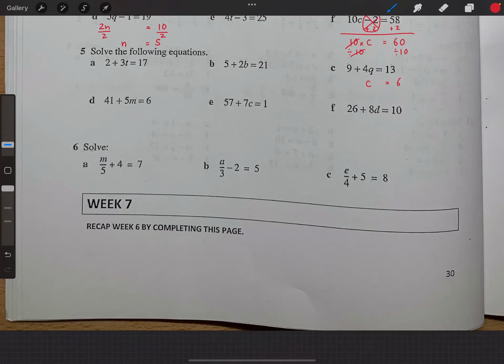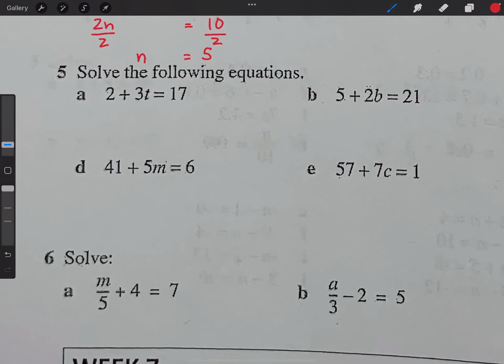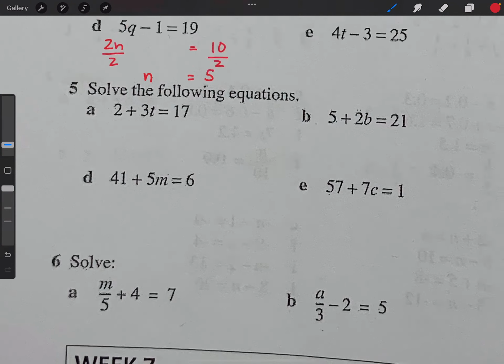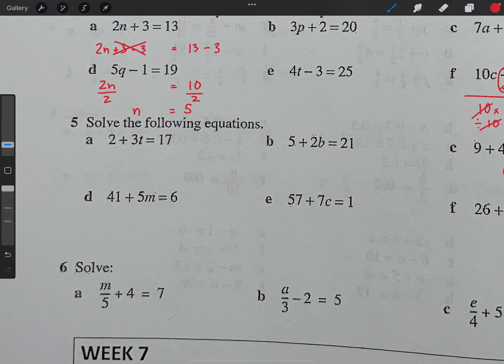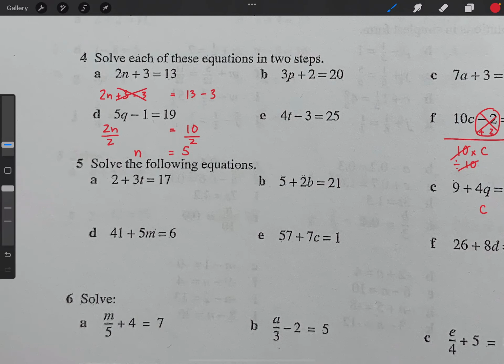Alright, question 5. Solve the following equations. Now this one. The only difference between question 4 and 5, it looks to me, let's look at question 4a. You have 2n at the front, but now you have the 3t as the next term. So they just moved this one over to this side. That's all.